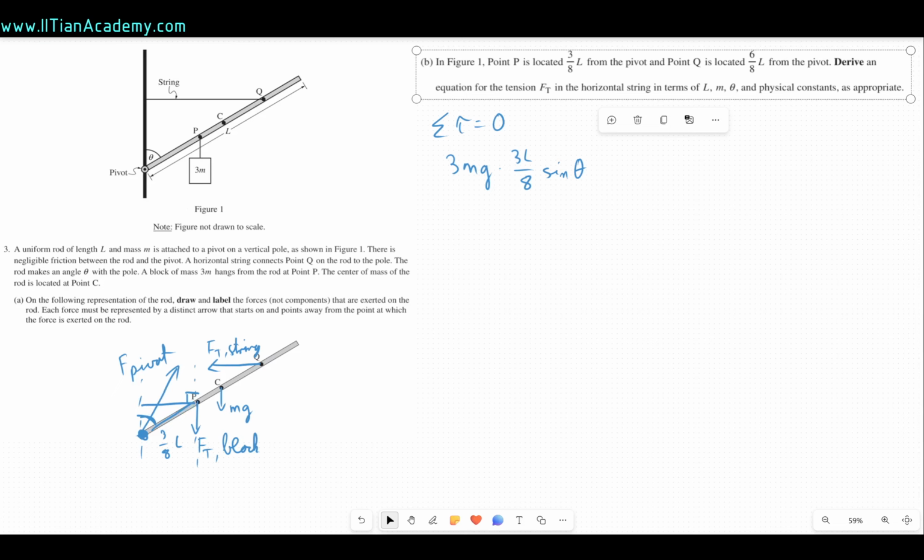Same for mg now, only that this will be 4L over 8, as it's midway. It's exactly in the middle.